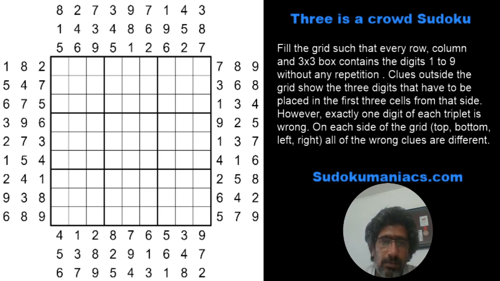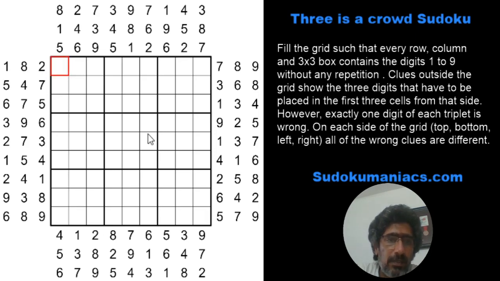So this Sudoku is basically known as a Three in a Crowd Sudoku. The rules of classic Sudoku apply, but additionally, we have a set of triplets given outside the grid in all four directions. What it means is these three digits have to be placed in the first three cells that are visible from that direction. So for example, I have 1, 8 and 2 on the left of box 1 and row 1. So they have to be placed in the first three cells, right?